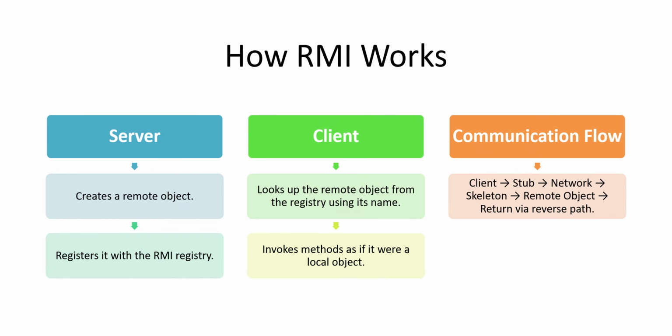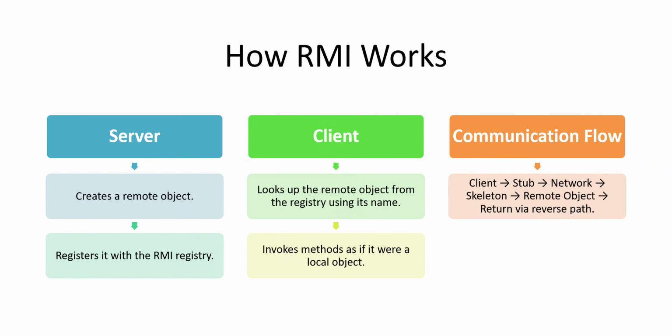Let us understand how RMI works. The process begins at the server side. First, the server creates a remote object. Then the server registers this object with the RMI registry. The RMI registry acts like a directory. The client can use the name of the remote object to find the object through this registry. Once the client obtains the reference, it can invoke the required method. The communication flow shown in this slide is client, stub, network, skeleton, remote object, and the result travels back through the reverse path.